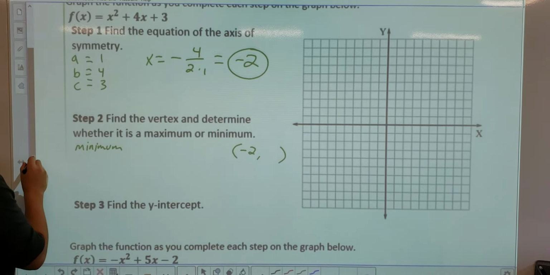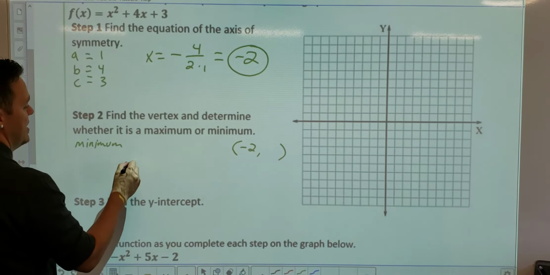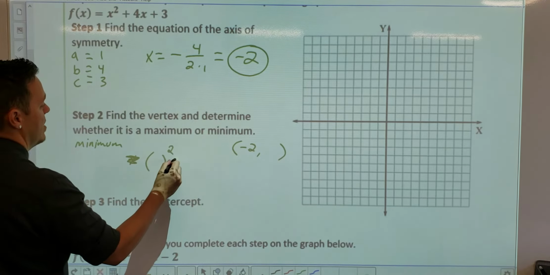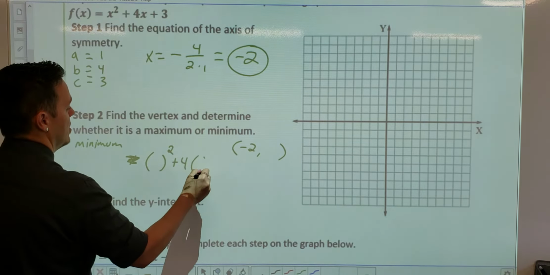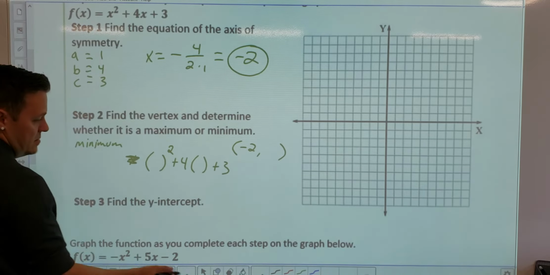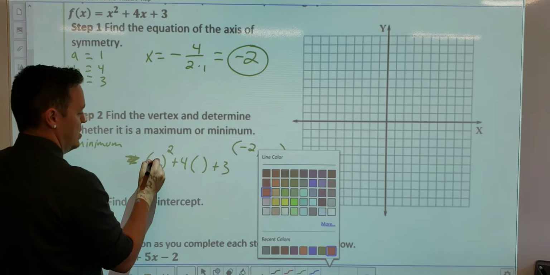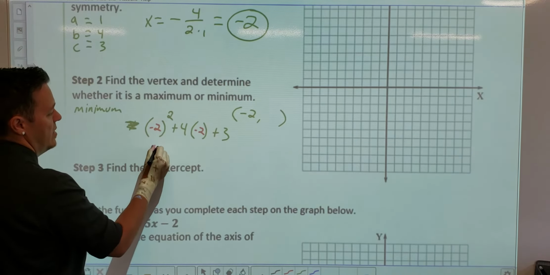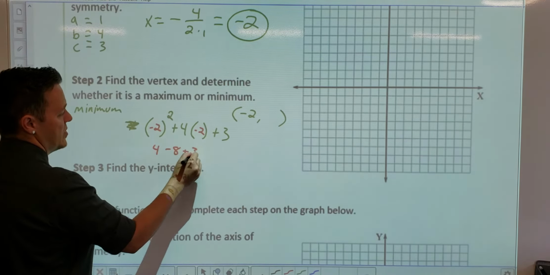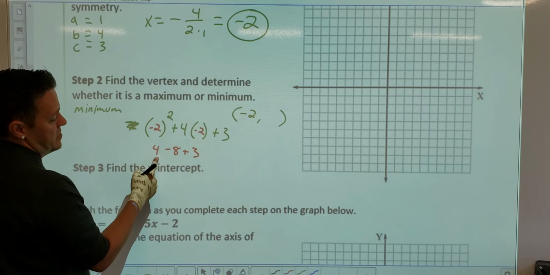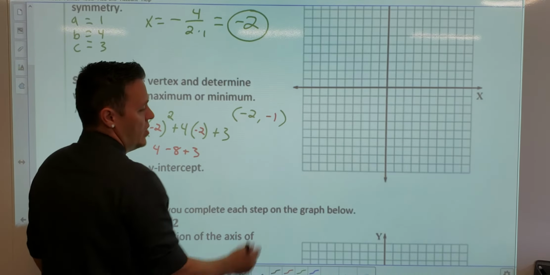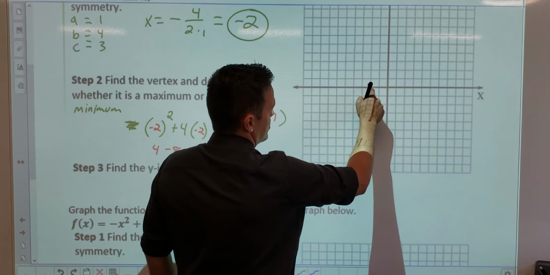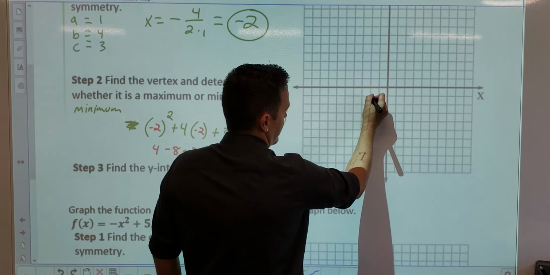And then we have to do the little equation here. So it's going to be x squared plus 4x plus 3, like that. Plug in your negative 2's. Negative 2 squared, plus 4 times negative 2. So this is going to be what? 4 minus 8 plus 3. And then this is going to be negative 1. So we know our point is going to be (negative 2, negative 1). So there's our first point.